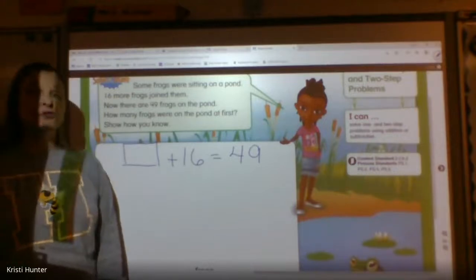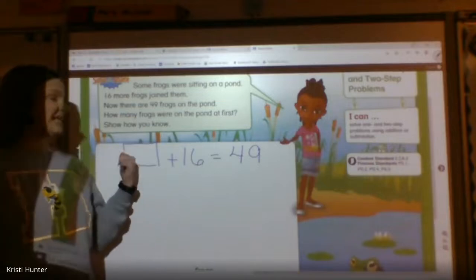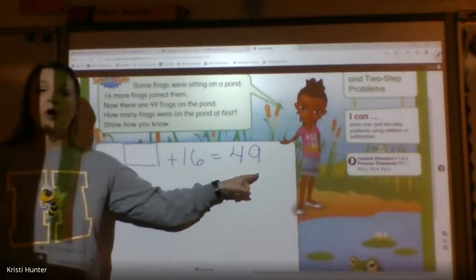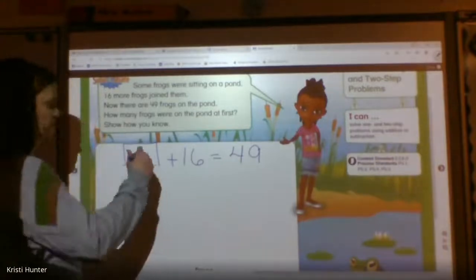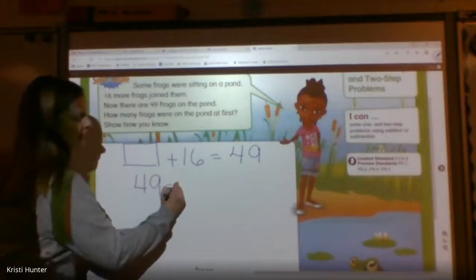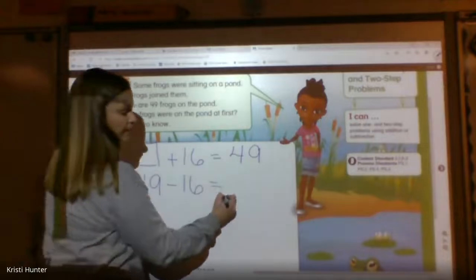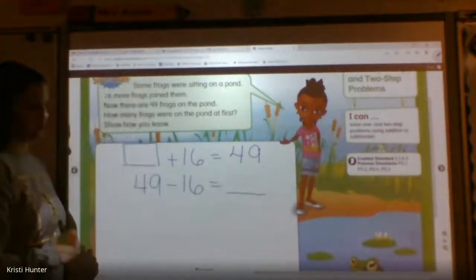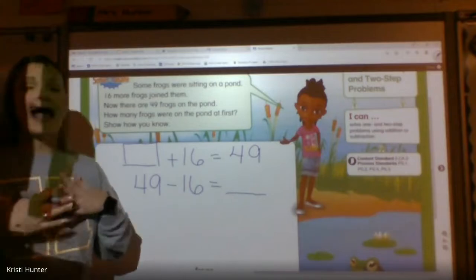Remember, when we subtract, the big number always starts us. When we add, the big number is always our answer. So I'm going to turn this into a subtraction problem by saying 49 minus 16 is going to give me this leftover blank spot.